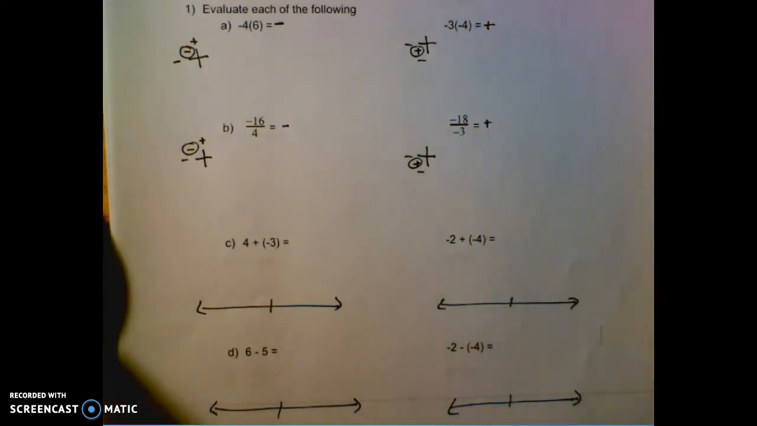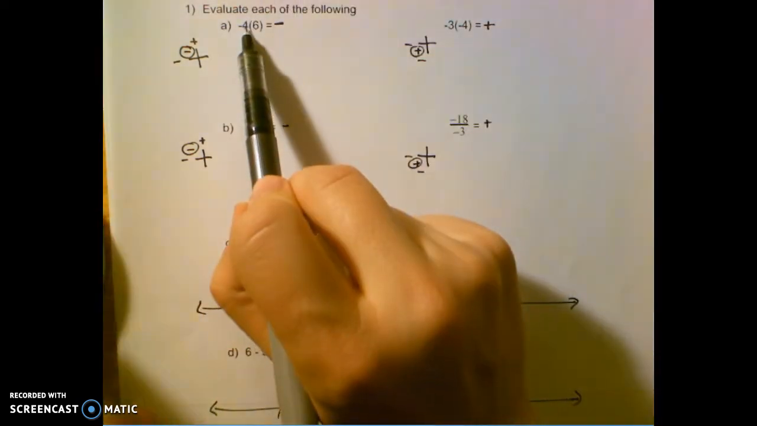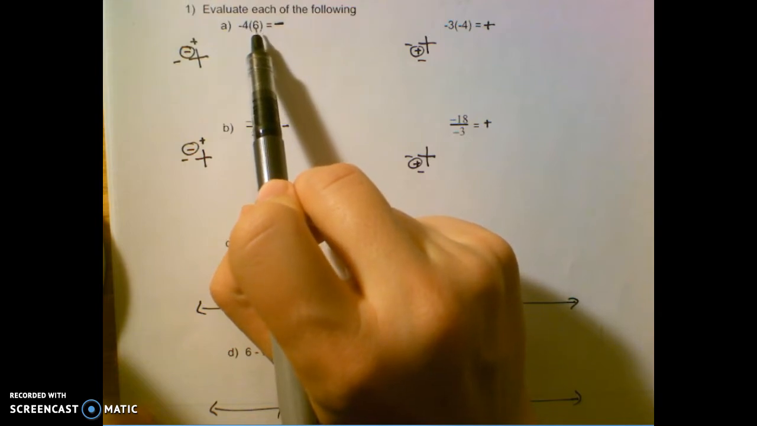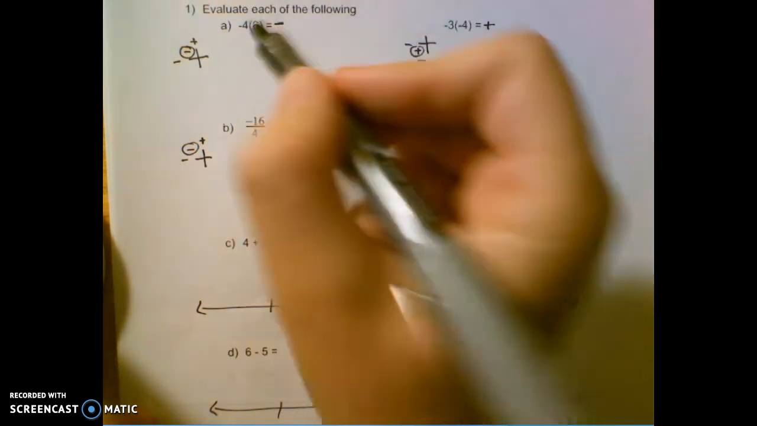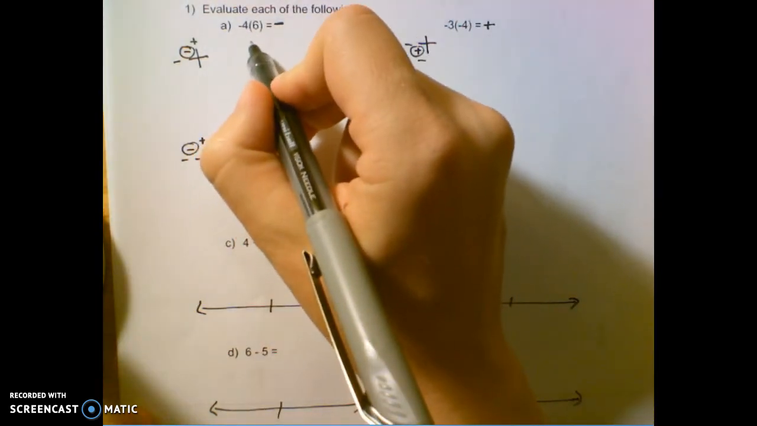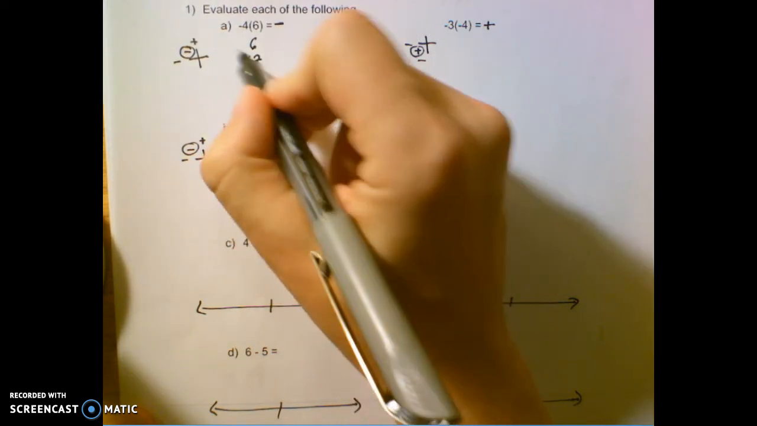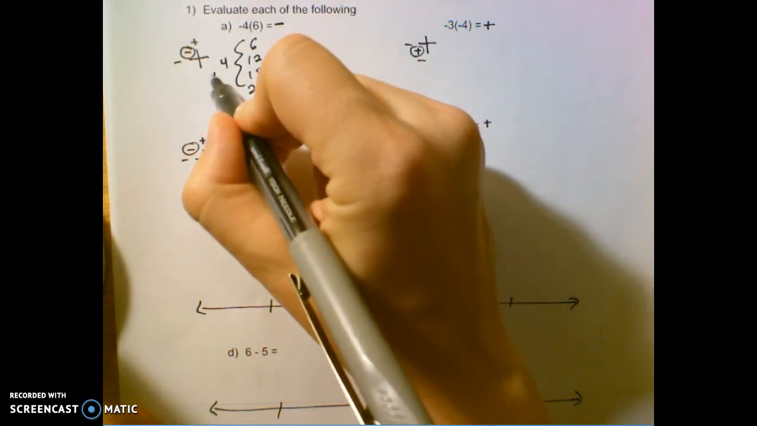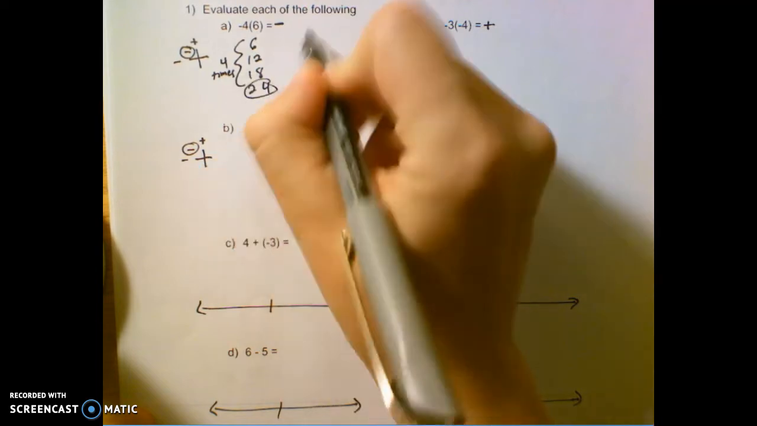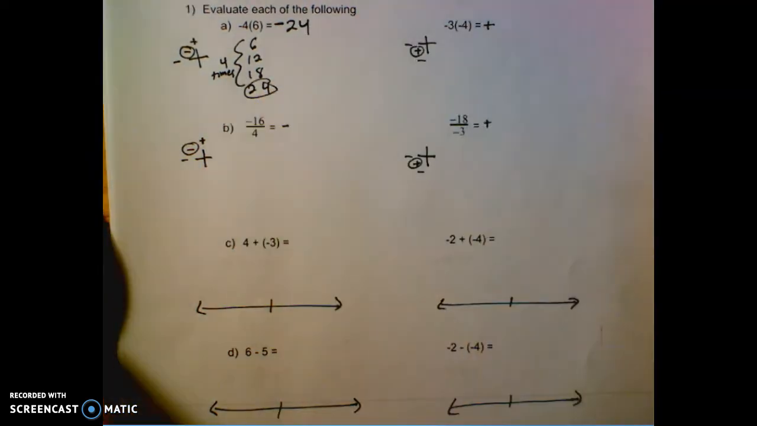Once I do that, I just figure out what each of these absolute values is when it's multiplied or divided. So whatever 4 times 6 is, I'm going to count by 6, 4 times: 6, 12, 18, 24. And my answer is negative 24.